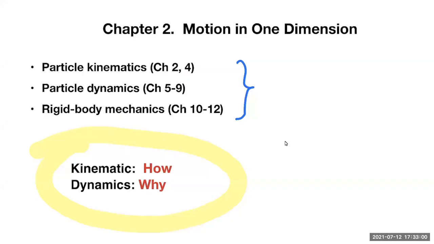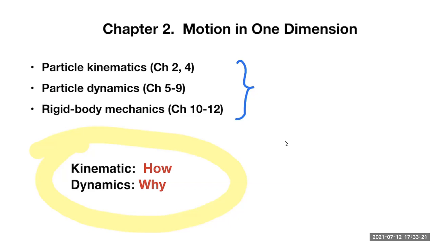Chapter 2, Motion in One Dimension. From this chapter, we're going to formally start our study of classical mechanics. Now, before I get on to any details in Chapter 2, let's have an overview of how Physics 8A is divided. How do we put different parts of classical mechanics together?